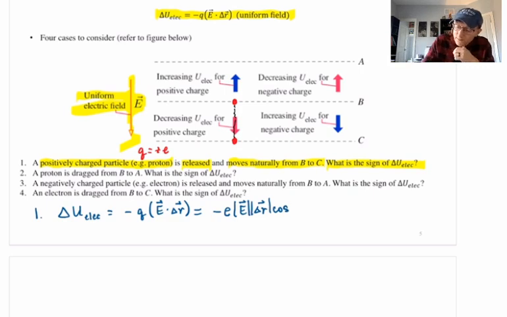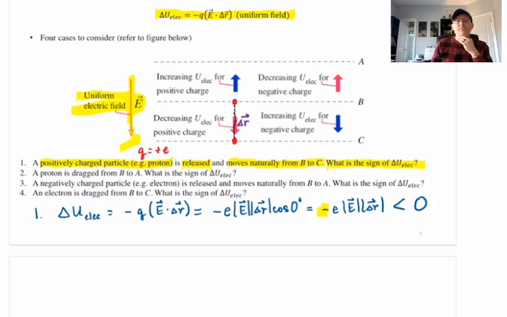All right, here's the delta R, downward. The E is downward, so the angle between them is 0 degrees. Cosine of 0 degrees is positive 1. This is negative, magnitude big E times magnitude delta R. Key thing: negative. The electric potential energy decreases.